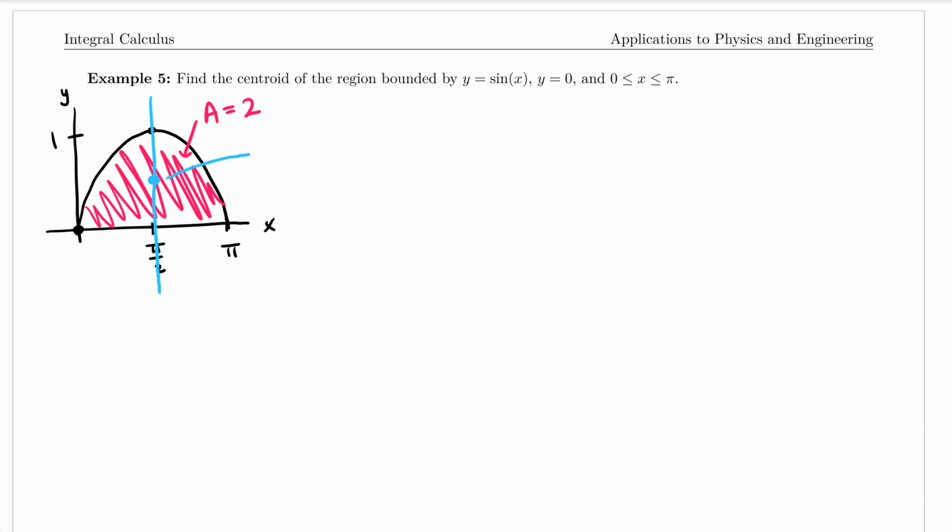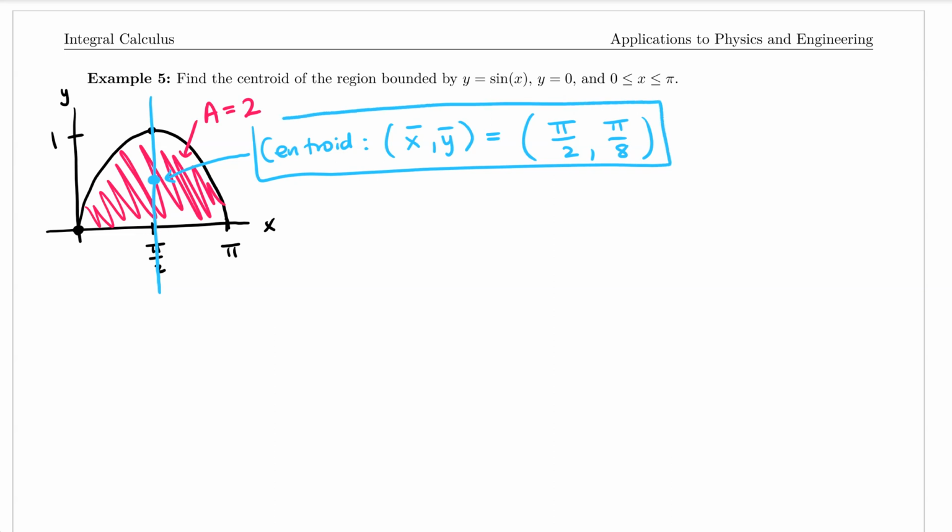Alright, so we have our centroid here. Our centroid is located at x bar comma y bar. We just found y bar, and we know x bar from earlier is pi over 2 from the symmetry principle. So finally our answer for the centroid is pi over 2 comma pi over 8. So here is our answer.